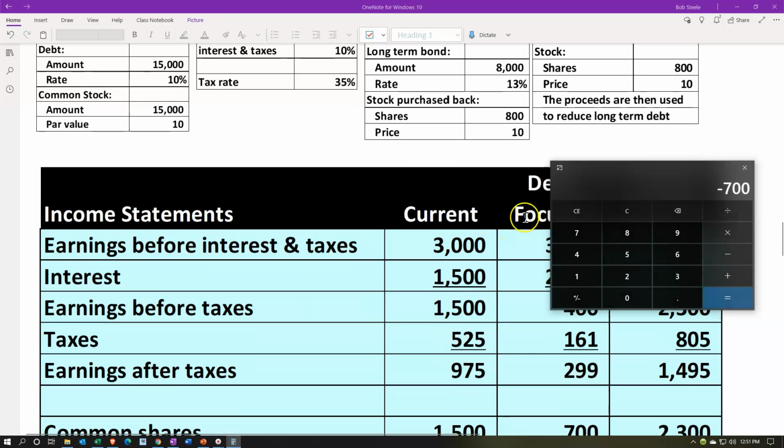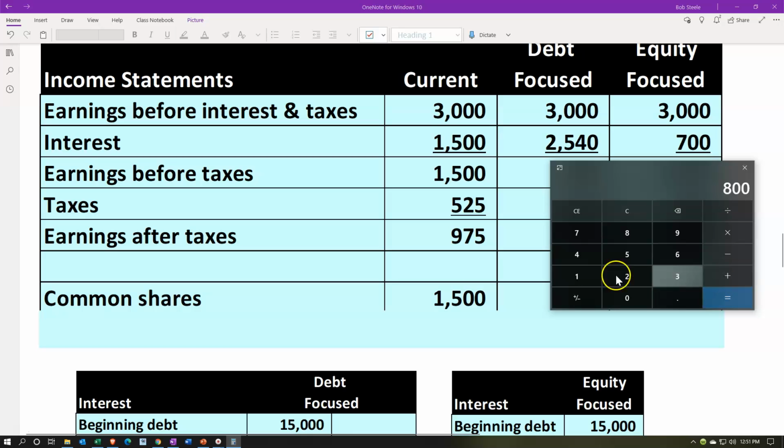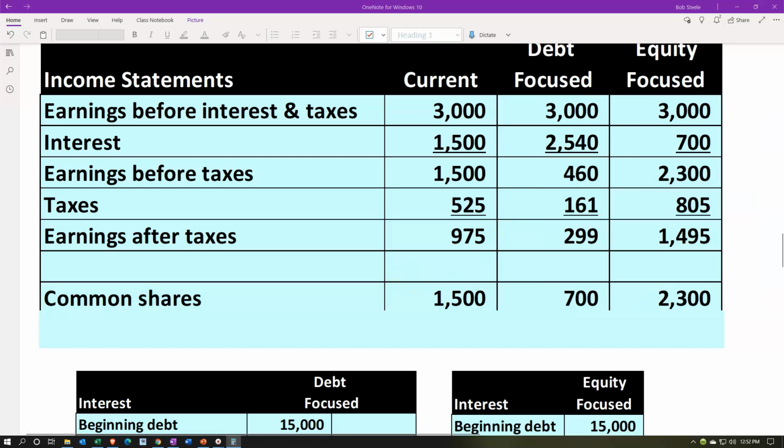But then on the equity side of things, we did basically the opposite. We issued more shares, 800 shares at $10. So now we sent 800 shares at $10 and we got $8,000 and we paid down the debt with it. So that means that we actually have more shares here, which is 800 more shares plus the 1.5 that we had before. That's going to be the 2,300.